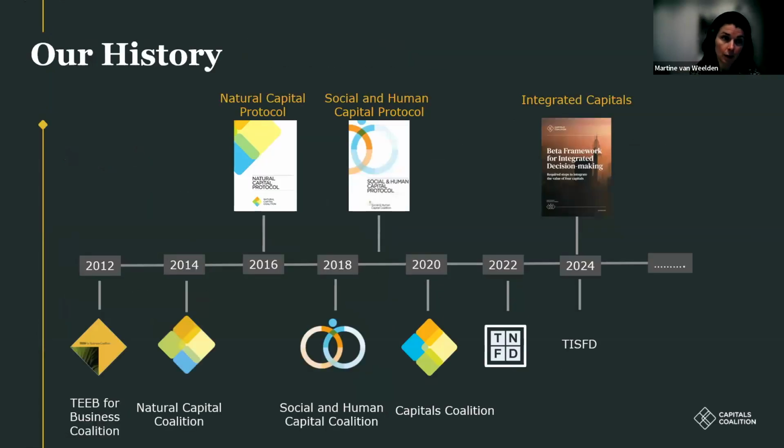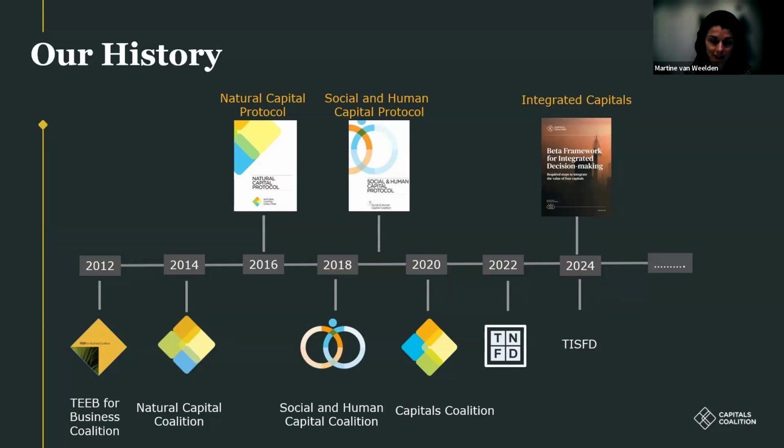As for the history, the Capitals Coalition started off back in 2012 from TEEB, the Economics of Ecosystems and Biodiversity for Business Coalition. In 2016, we became the Natural Capital Coalition and published the Natural Capital Protocol, which is basically the first assessment tool to look into natural capital. The Social and Human Capital Protocol was also launched. We saw that many of these issues regarding natural, social, and human capital are integrated and need to be looked at in an integrated way. So that's why the Capitals Coalition was launched in 2020.